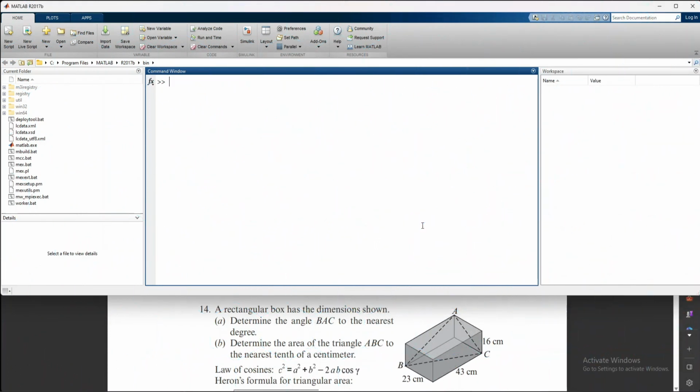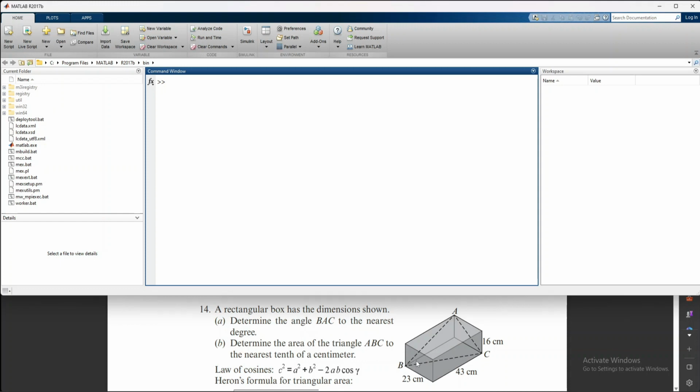Welcome to Carrot session. This is lecture 7 of MATLAB, and in this lecture we are going to solve question number 7, in which we have a geometry of a rectangular box. The dimensions of the box are given as: this side is 23, this side is 43, and the height is 16 centimeters. The question is asking to determine the angle BAC to the nearest degree.